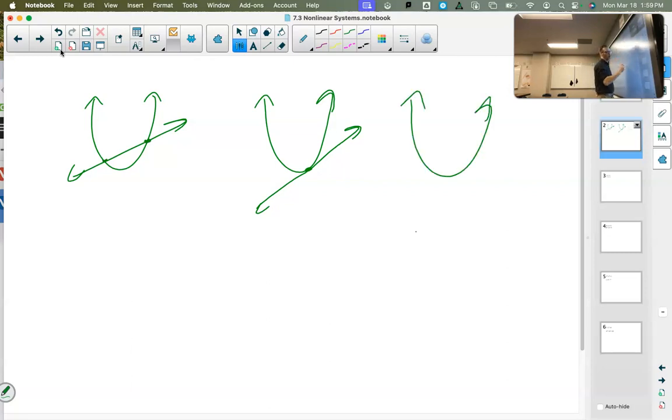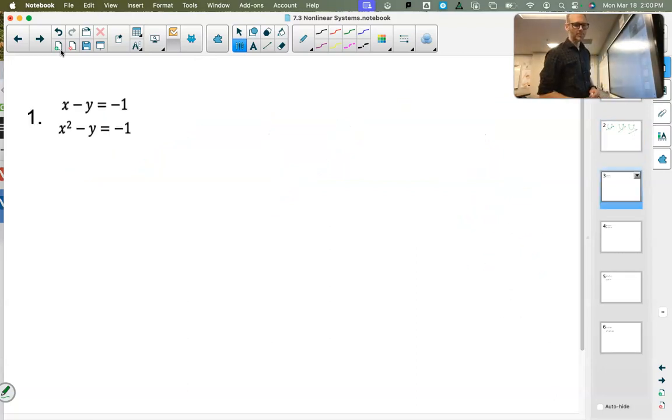Is it possible to have no solution? Certainly. Is it possible with a line and a parabola to have infinitely many solutions? No, that wouldn't be possible. To have infinitely many solutions, the two graphs would have to be identical. Now, if we had a parabola and another parabola, that would be possible, but not with a parabola and a line.